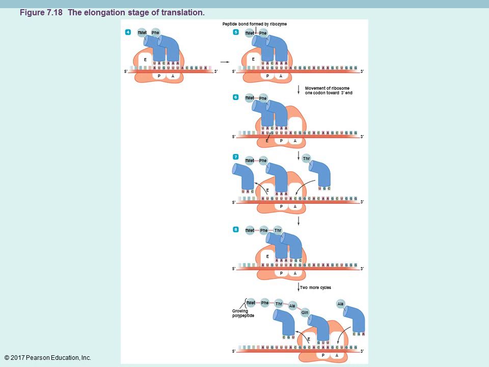A is empty. In comes the tRNA, forms a peptide bond. P gets kicked out. A goes to P. A is empty. In comes another tRNA, form the peptide bond. P gets kicked out. A shifts to P. A is empty. In comes a new one. And that just keeps going on and on. One by one, you are adding one amino acid at a time. That's what a protein is.